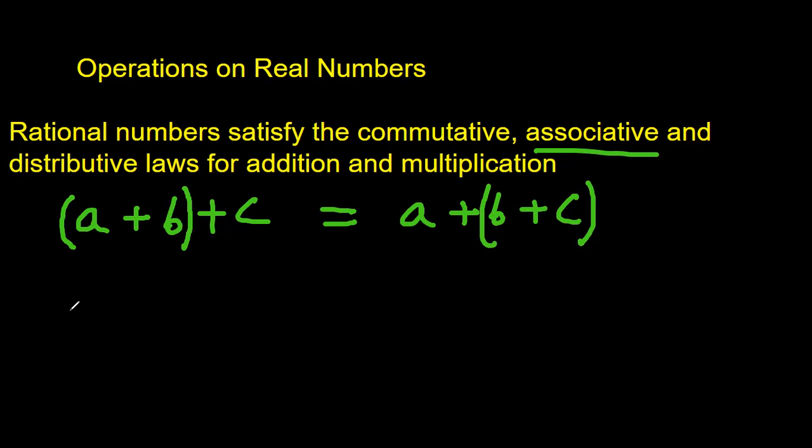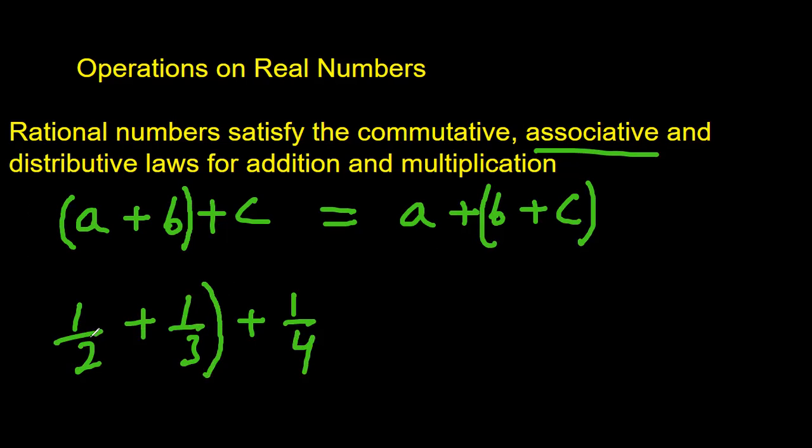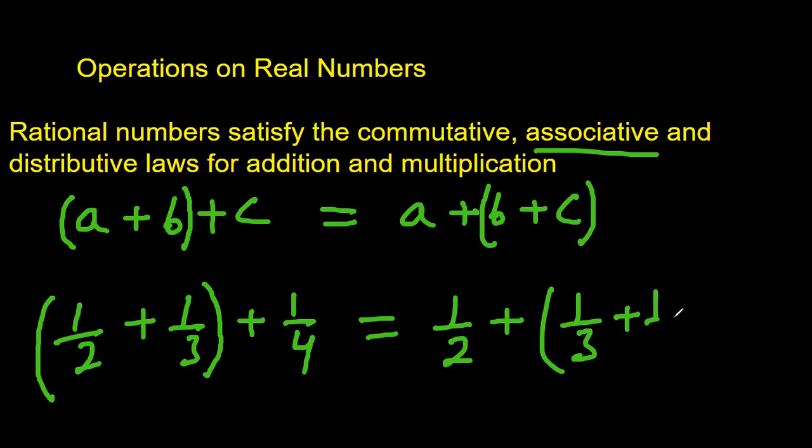We can take an example here. If you want to add 1 by 2 plus 1 by 3 plus 1 by 4, you first add 1 by 2 and 1 by 3, and then add 1 by 4 to the sum of these two numbers. Or you take 1 by 2 separate and you first add 1 by 3 plus 1 by 4. In both cases, you will get the same answer on the left hand side as well as the right hand side. So that is the associative law of addition.